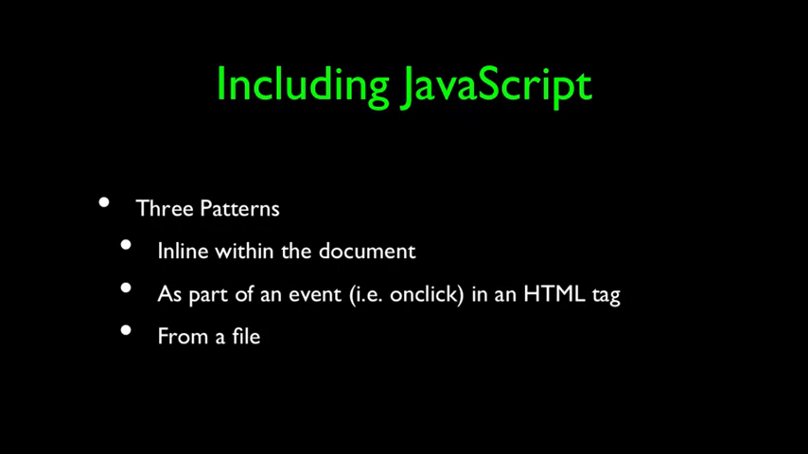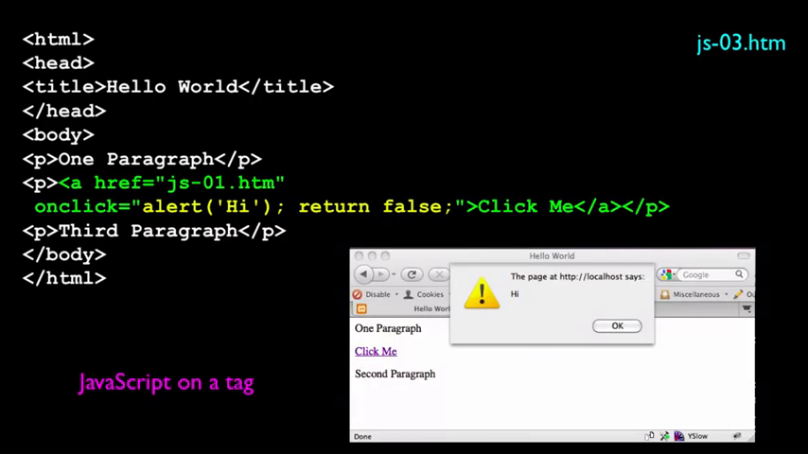There are three ways that you can put JavaScript into a document. One is inline within the document using the script tag. You can also put it on things like onclick methods, on things like hrefs, etc. Or you can include a whole file. We'll see all of these examples. So this is some code that we've been playing with all along, but now it is time to understand what's going on here.